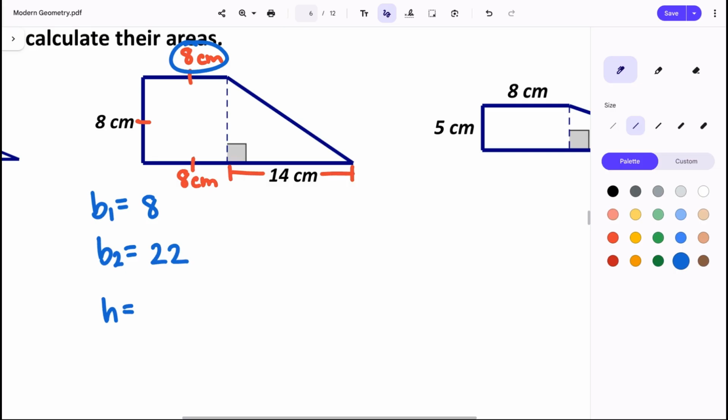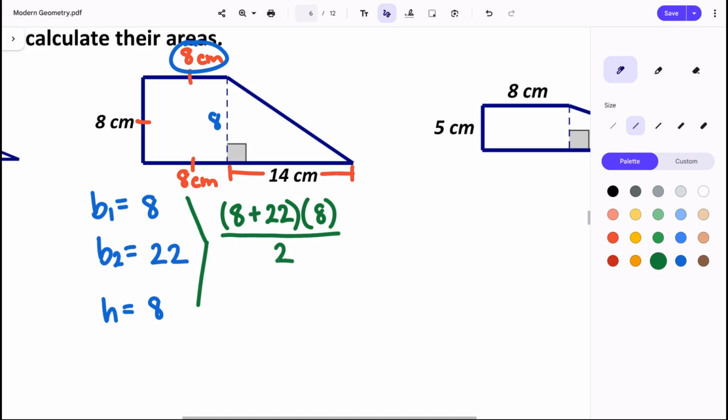It is this 8 out here. Now, they drew in that dotted line there, but remember, this isn't getting any bigger or smaller, so this is still 8 in here too. So that's still our height. All right, so now let's plug this into our formula. So we're going to do 8 plus 22. Take that times our height of 8. Okay, we got a lot of 8s in this problem. And then we're going to divide it all by 2. So go ahead and take a minute to calculate that and tell me what you get for your area.